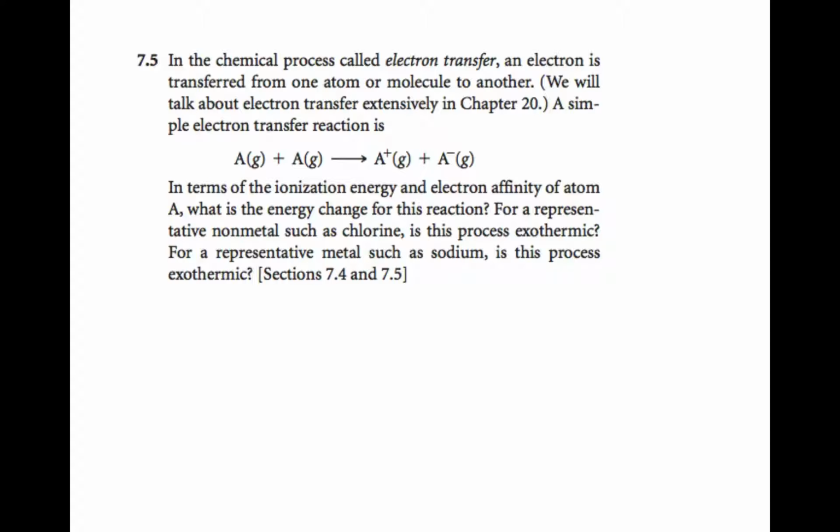In a chemical process called electron transfer, an electron is transferred from one atom or molecule to another. We will talk about this extensively in Chapter 20. A simple electron transfer reaction, A reacting with A to make A plus and A minus: in terms of ionization energy and electron affinity of atom A, what is the energy change for the reaction? For a representative nonmetal such as chlorine, is the process exothermic? For a representative metal such as sodium, is this process exothermic?